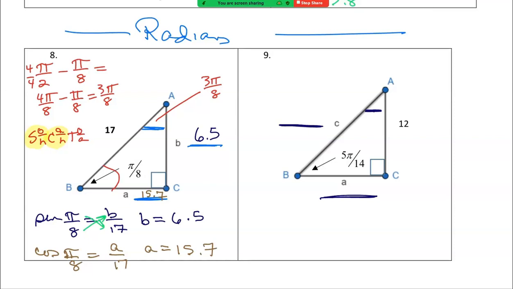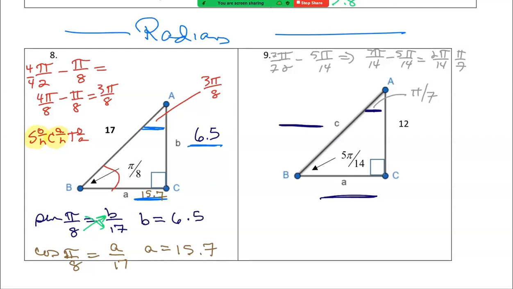So we're going to say pi over 2 minus 5 pi over 14. Multiply pi over 2 by 7 over 7. That's going to give me 7 pi over 14 minus 5 pi over 14 equals 2 pi over 14, which just equals pi over 7. This missing angle is pi over 7, done.